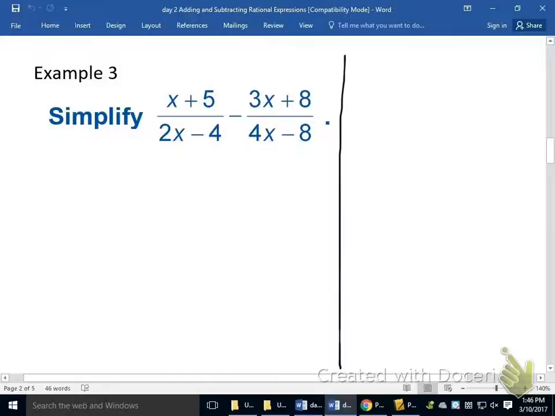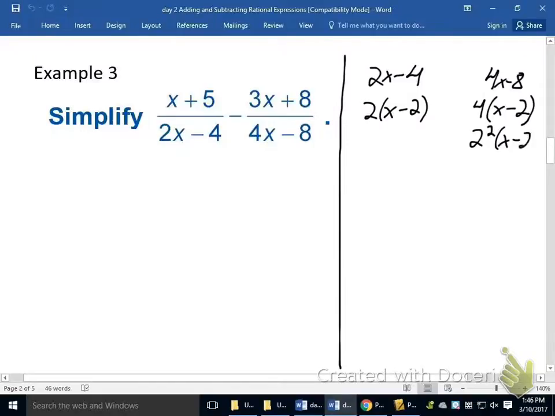All right, here's the next problem, example 3, and what I'm going to do is go ahead and prime factor the 2x minus 4 and the 4x minus 8. And this factors to 2 times x minus 2. This factors to 4 times x minus 2. I'm actually going to rewrite the 4 as a 2 squared. So for my least common denominator, I know I need a base of 2, which is going to be squared because of this over here. And I need a prime factor of x minus 2.